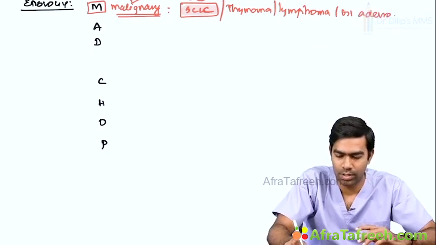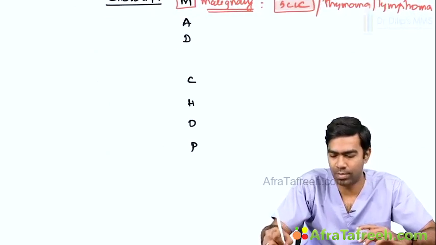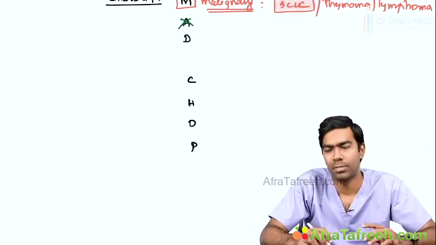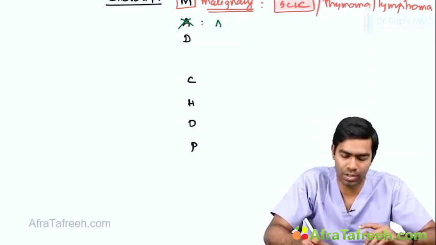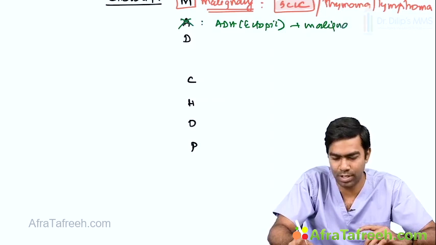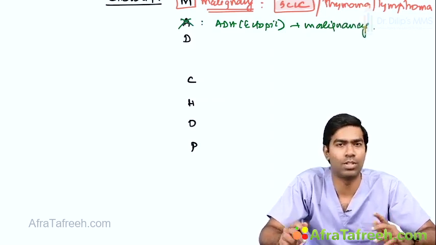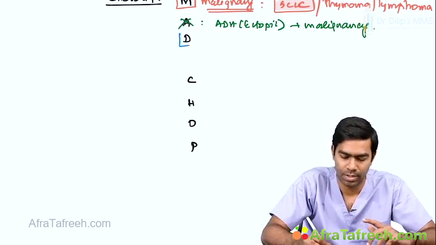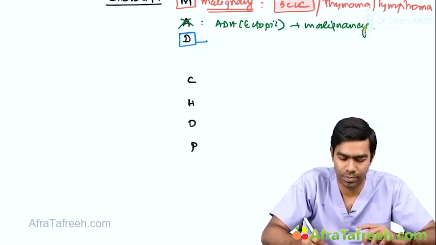So even though this MAD CHOP is an MLE mnemonic, I usually use the mnemonic MD CHOP only, but no issues. A stands for ADH that is secreted ectopically, and again this points towards malignancy only. So I'm not very happy about this A. You can remove this A and form the mnemonic like MD CHOP. You can also add it and form MAD CHOP. D stands for drugs.